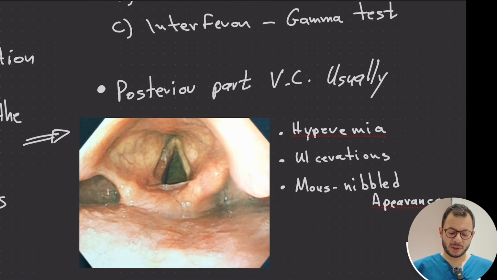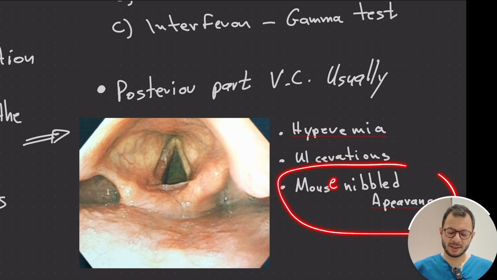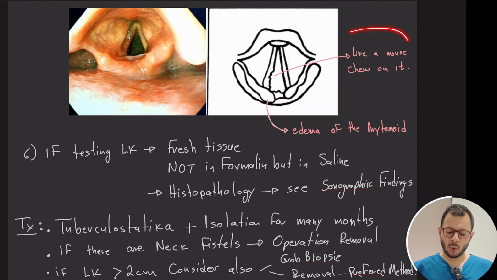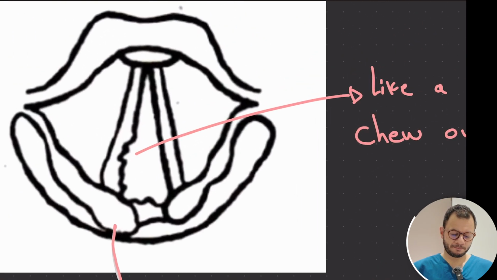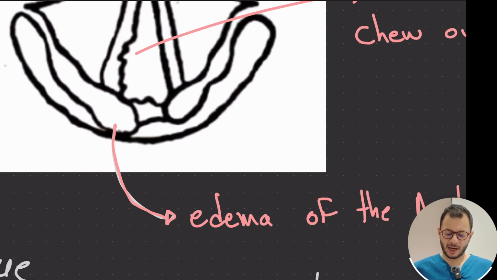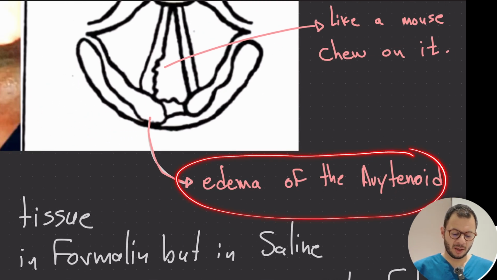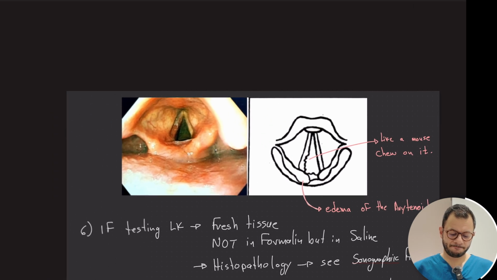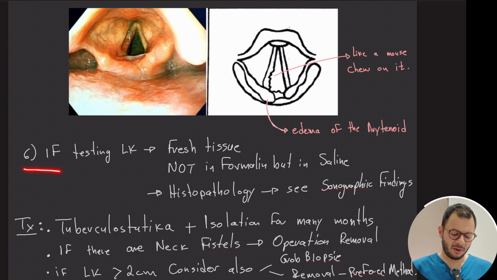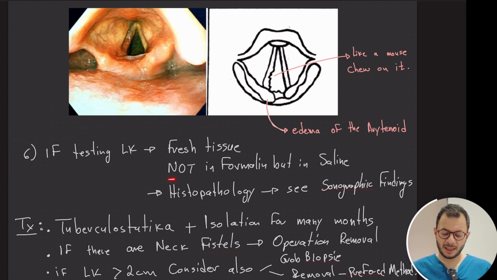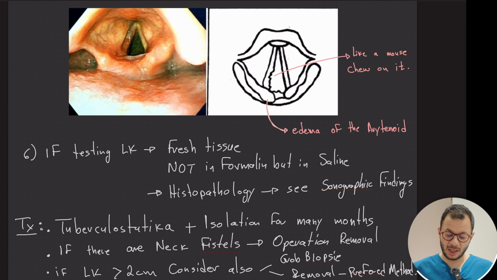It is usually found in the posterior part of the vocal cords, as we see here in the picture, with hyperemia, ulcerations, and a mouse-nibbled appearance, like a mouse had chewed on it, as you can see here in this picture. We also need to observe for an edema of the arytenoid cartilages in the area, as we see here. Now, if we're going to test the lymph nodes surgically, we always need to use a fresh tissue sample. We send it not in formalin, but in saline or without any fluids in the cartridge.